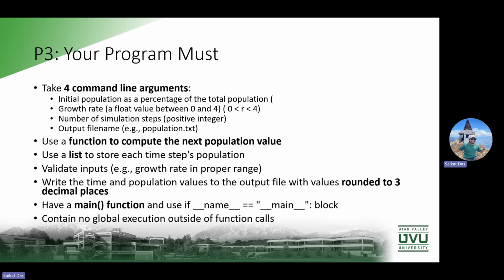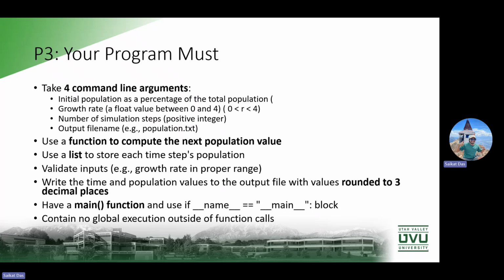First one is the initial population as a percentage of total population. The range is greater than 0 and less than 1. That means 0 is not a valid input, 1 is not a valid input. 0.001 can be a valid input, 0.999 can be a valid input, but 1 is not a valid input.